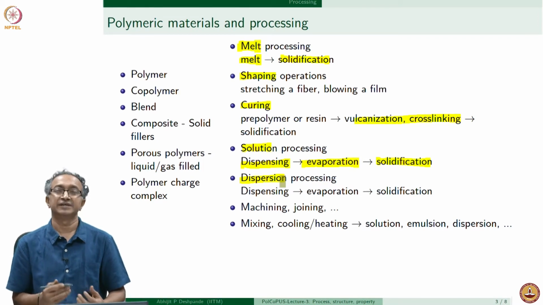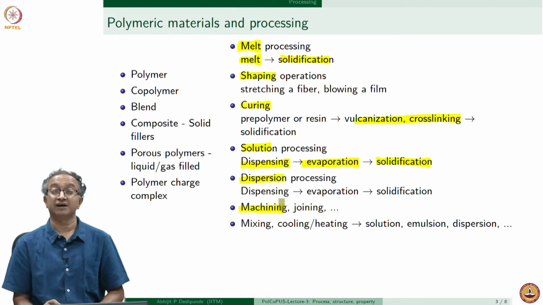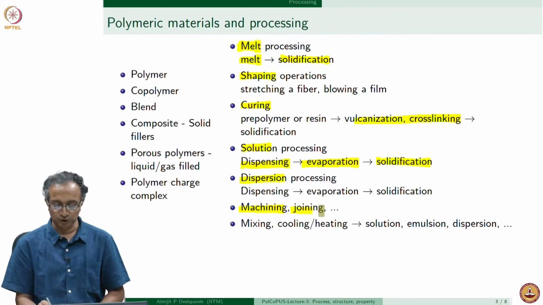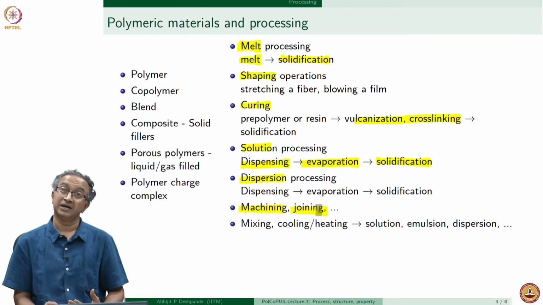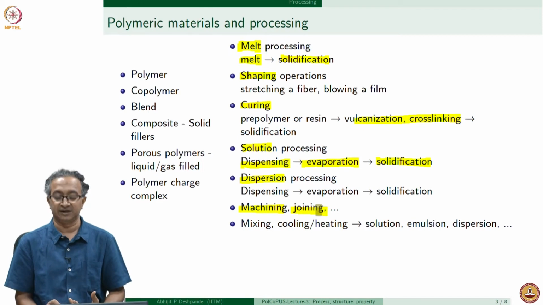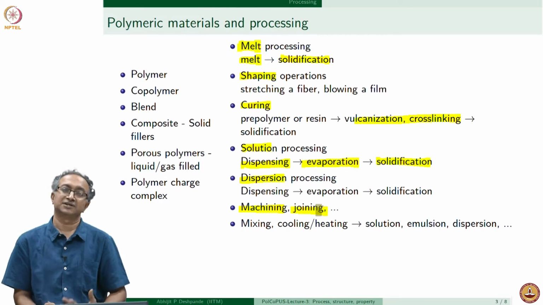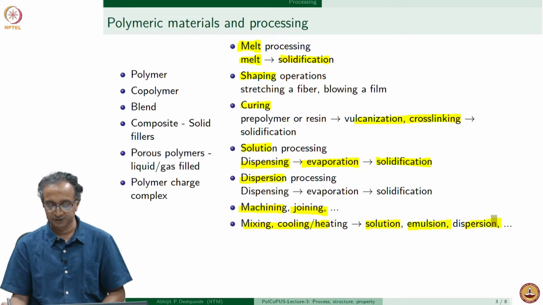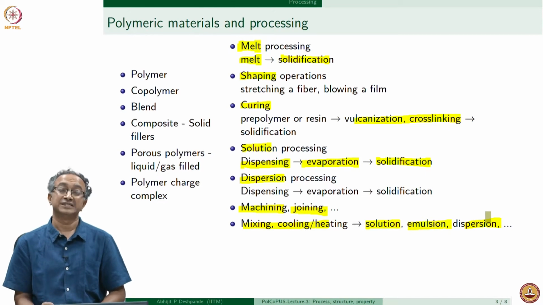And of course, when we are looking at engineering of these materials, we may have to cut, we may have to shape, give it a particular shape, we may have to join, welding may have to be done, or fastening may have to be done. So many of these machining operations are also required as part of processing. And another aspect is that we have to make solution, emulsion or dispersion, we will have to do mixing and cooling, heating and all of these operations.